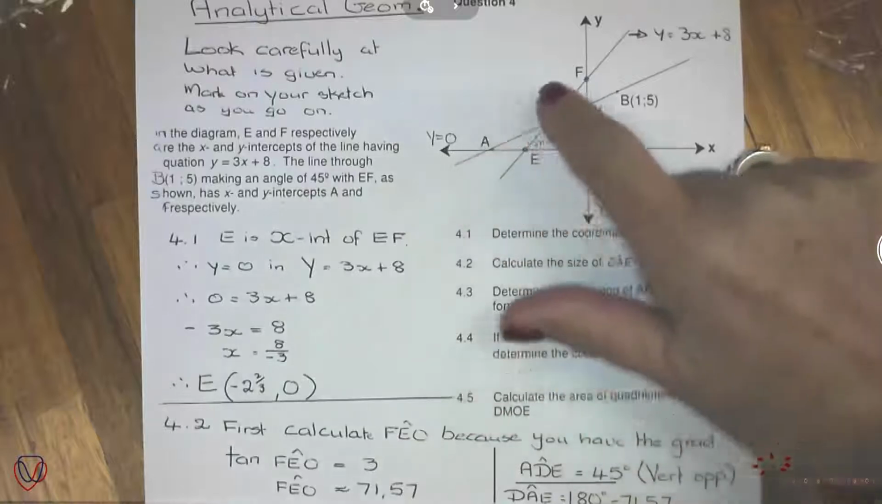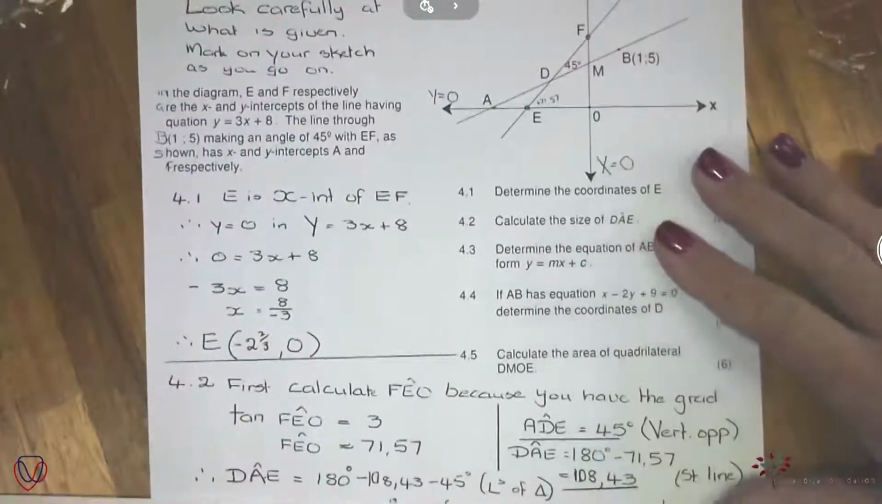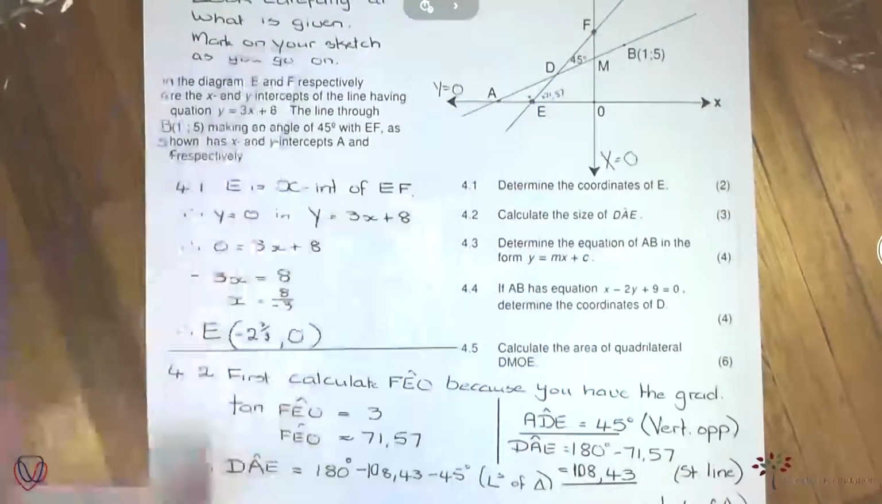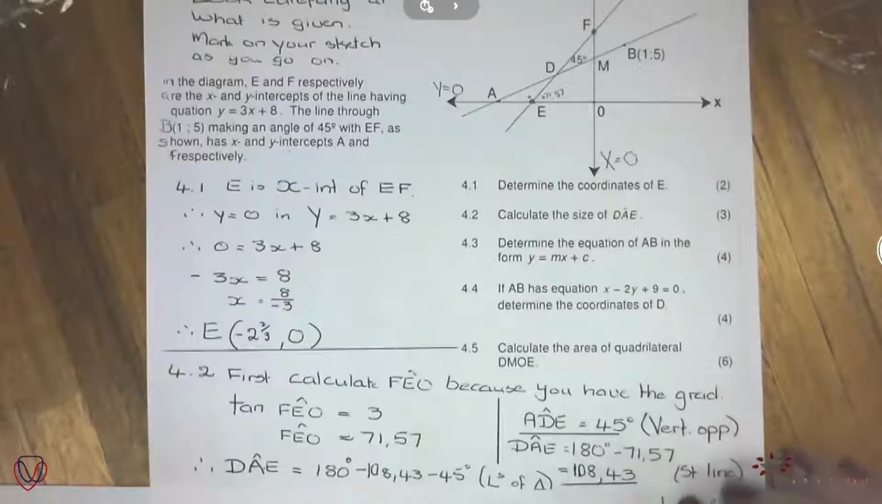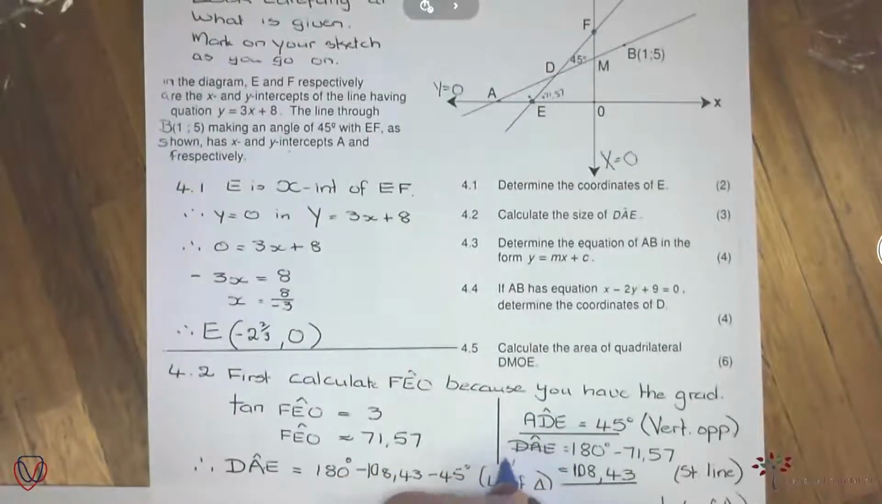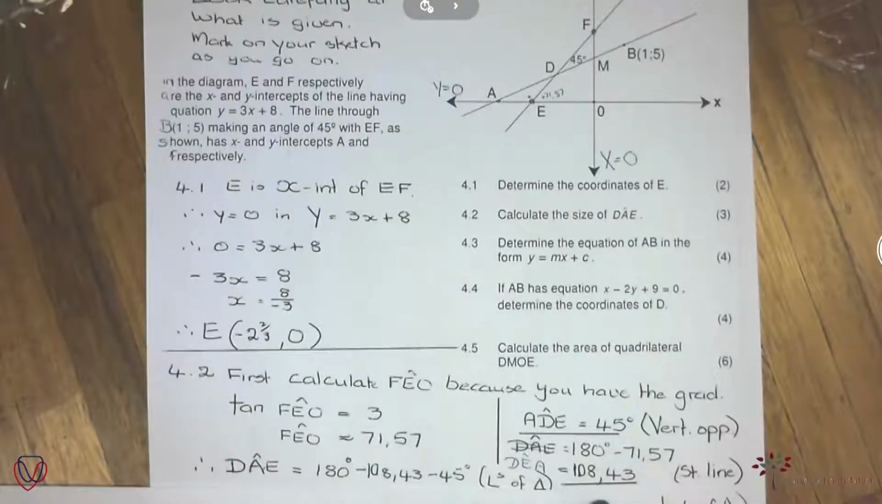I can say ADE, or DAE I wrote there. Same thing. Oh, I went and I did that one also, but it wasn't really necessary, but you can do it. Another method. I actually determined DEA. And I said, okay, ADE is 45, vertical opposite. Then I said DAE. No, it's DEA. I made a mistake there. DEA will be 180 minus 71,57, and that will give me 108.